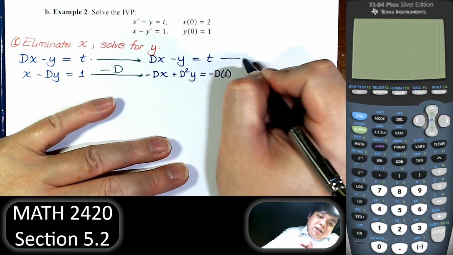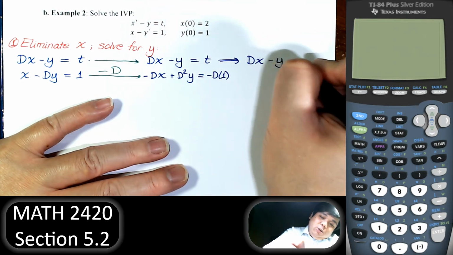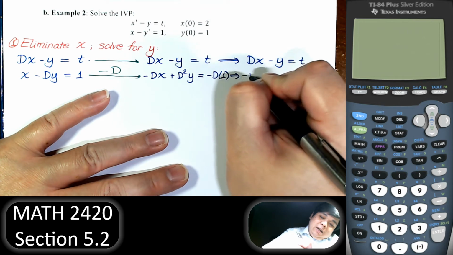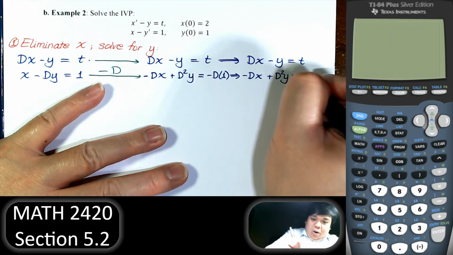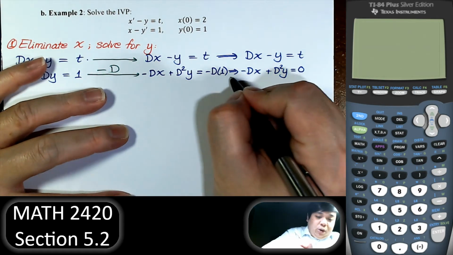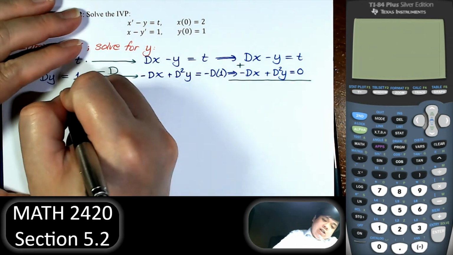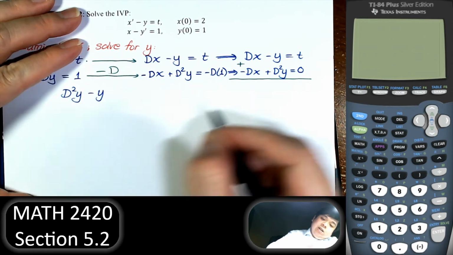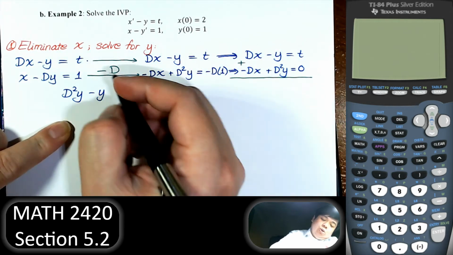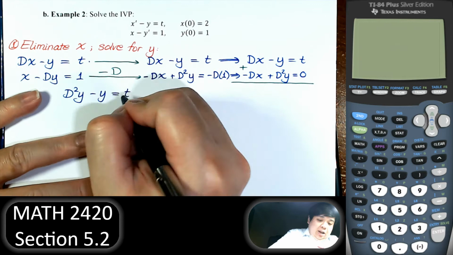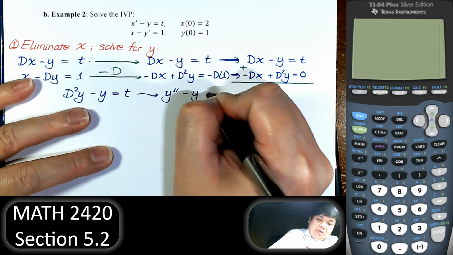So let's just rewrite this as dx minus y equal to t, negative dx plus d square y equal to 0, because derivative of 1 is 0, negative still 0. Now we add side by side. Dx cancel out, we have d square y minus y. Negative y plus d square y equal to t. Of course, we will rewrite this equation. That will be equal to second derivative minus a function equal to t.